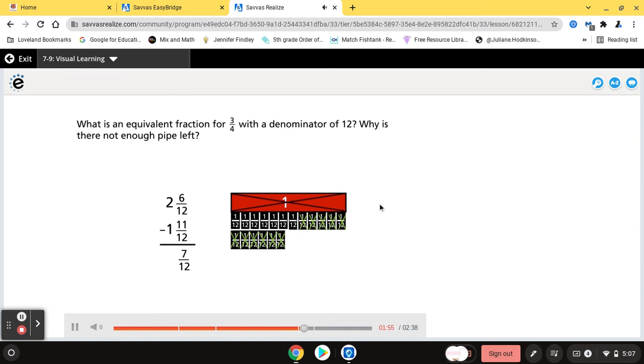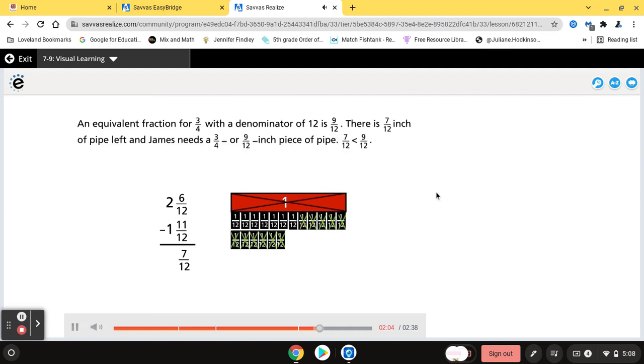What is an equivalent fraction for 3/4 with a denominator of 12? Why is there not enough pipe left? An equivalent fraction for 3/4 with a denominator of 12 is 9/12.